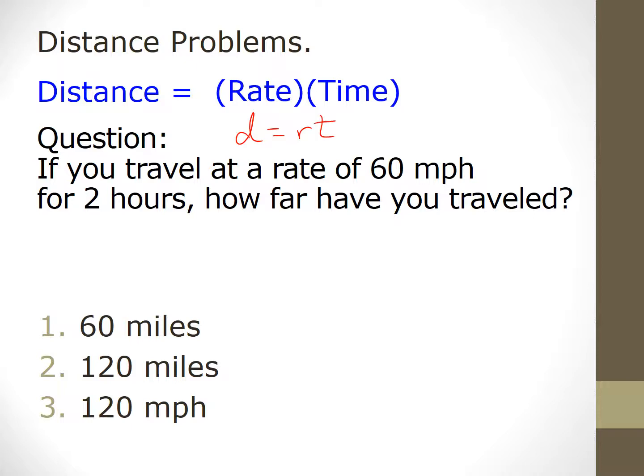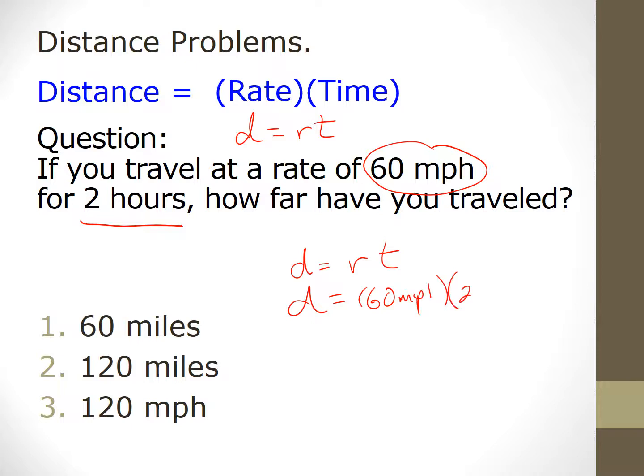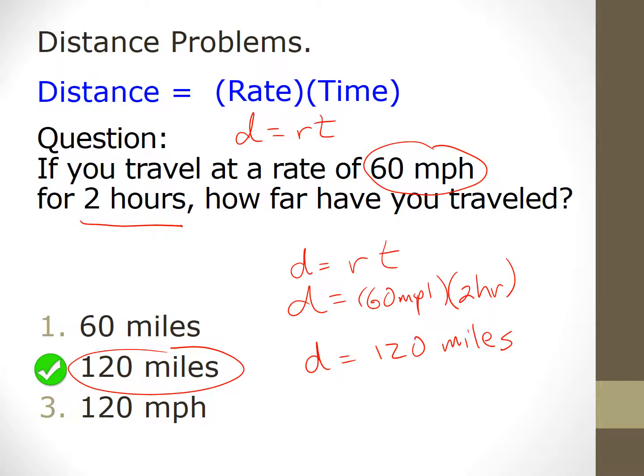So for example, if you travel at a rate of 60 miles per hour and you're traveling for 2 hours, the question says, how far have you gone? Well, distance equals rate times time. Our distance, how far have we gone, would be 60 miles per hour times 2 hours. So 60 times 2, our distance would be 120 miles. So my calculation tells me that it's 120 miles. Yours probably did too, and that's the correct distance. So we want you to be familiar with distance problems, but specifically this relationship, distance equals rate times time.